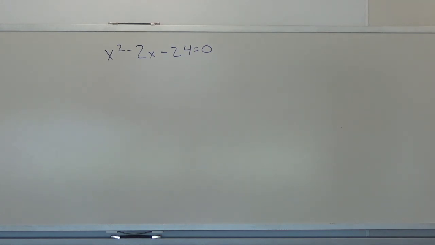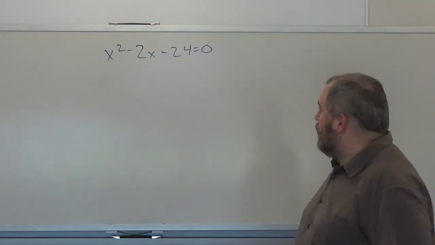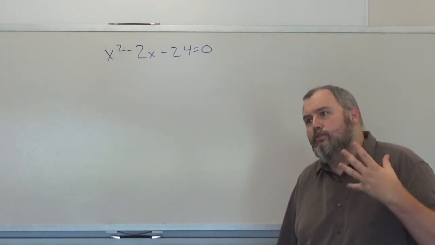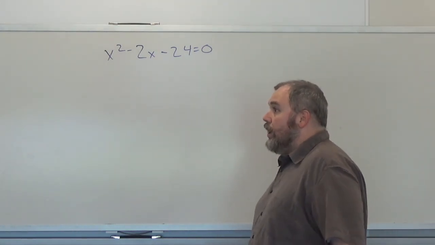This problem, x squared minus 2x minus 24. We are asked to solve this using the quadratic formula.